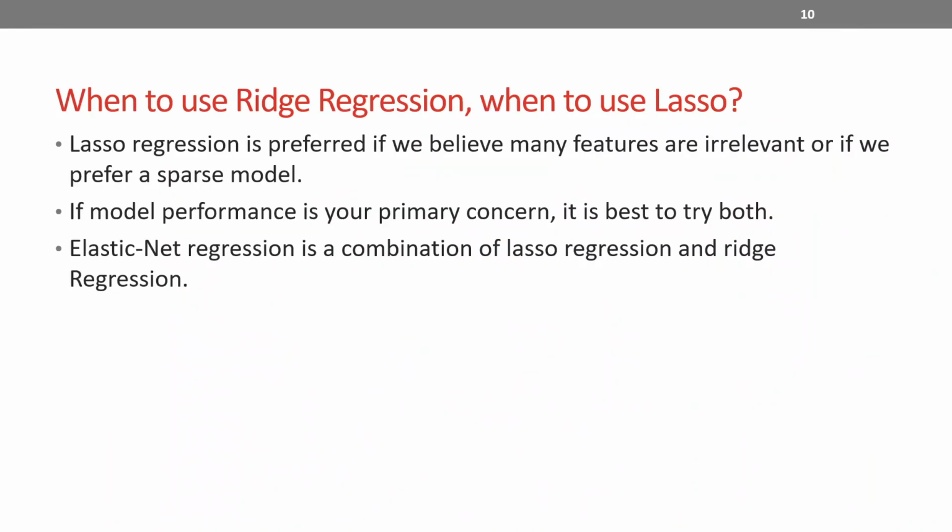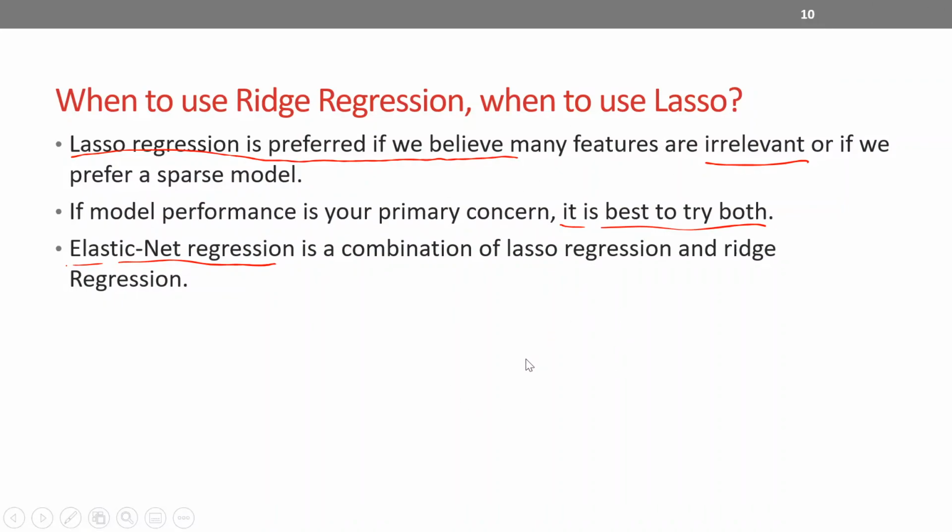Okay, so when to use which one? As I said, lasso regression is preferred if we believe many features are irrelevant and we just want to remove them. So if we want a sparse model and don't want certain features, we need to use lasso. If performance is your concern, you should try both and see which one performs better. Elastic net is another technique that's a combination of lasso regression and ridge regression. Okay, so that was about the idea of regularization.